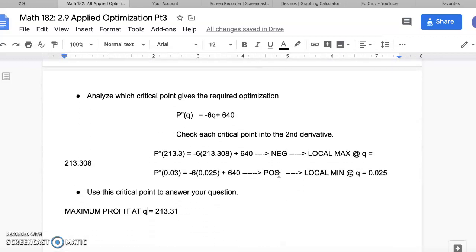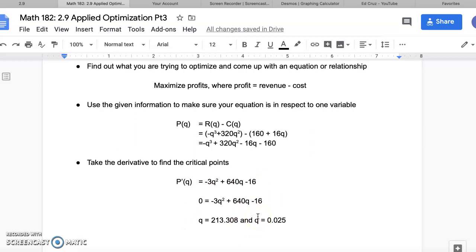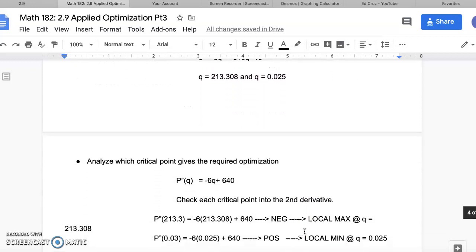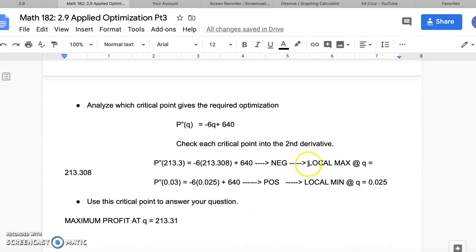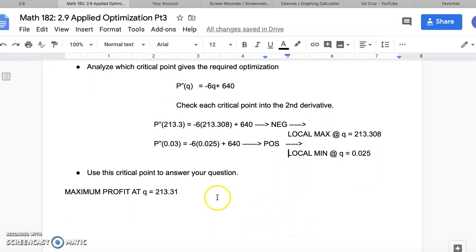So I went back and I adjusted my answer because I looked and said, oh, you need 2 decimal places. So I had to go back and add in some extra decimal places for my scratch work. Not round so early. And now we have the answer. So that gives us the local max there and the local min there. All right, hopefully that helped out.